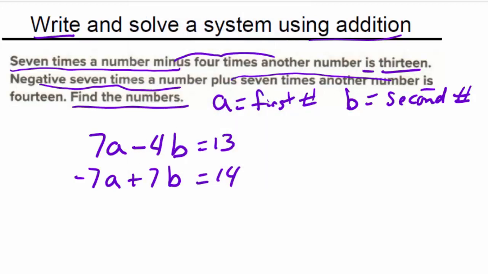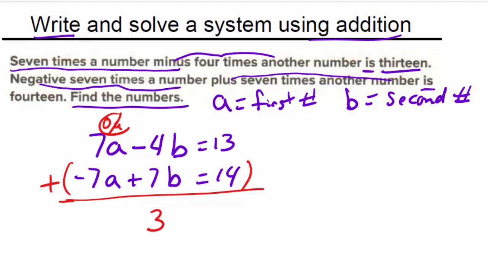Now when I look at these, you'll see that the A's have opposite coefficients, so we're going to eliminate them by adding. When I add those together, I get 0A, which drops out of the problem. Over here I have a negative 4b plus 7b, which is going to leave me with 3b, and that's going to equal 13 plus 14, which is 27. When I keep dividing, b ends up equaling 9.